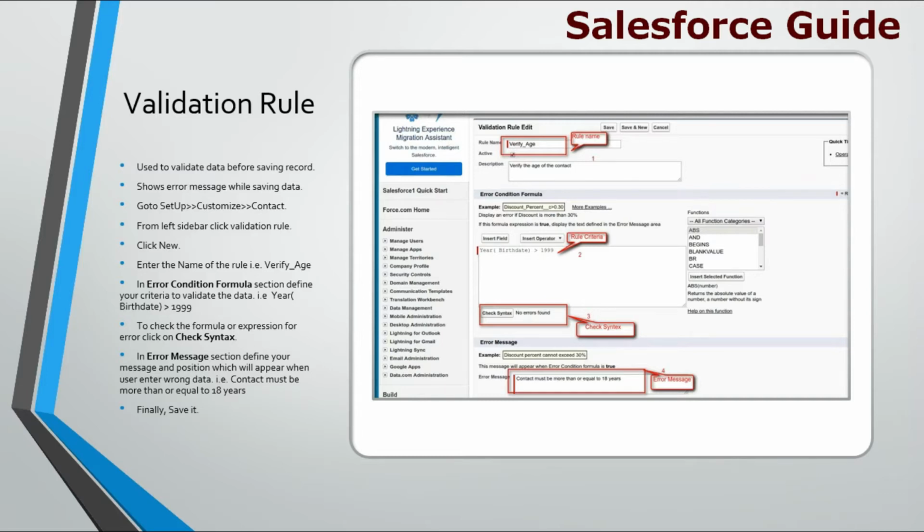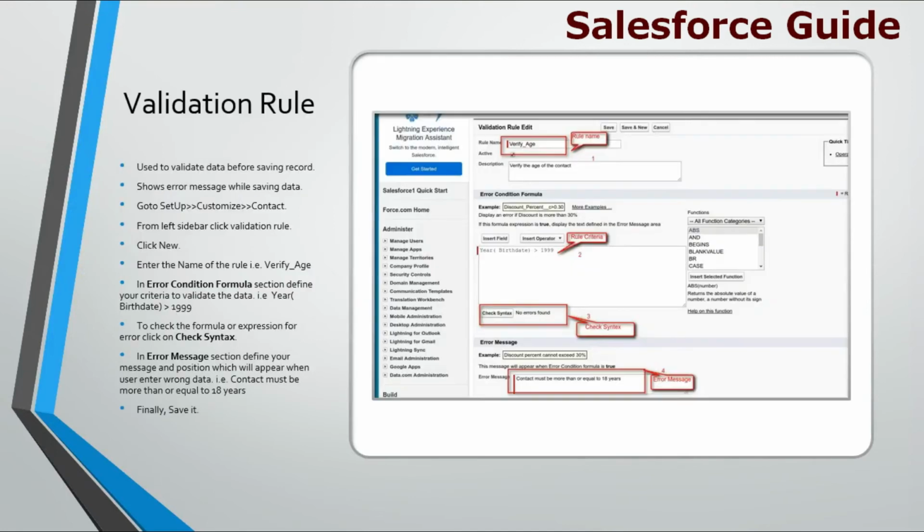So this is how a validation rule prompt will look. The first thing will be the rule name, the second one will be the criteria on which you want to apply the rule, and the third one will be the message for this. The check syntax will check whether the criteria you have specified is correct or not. So it is just like that.